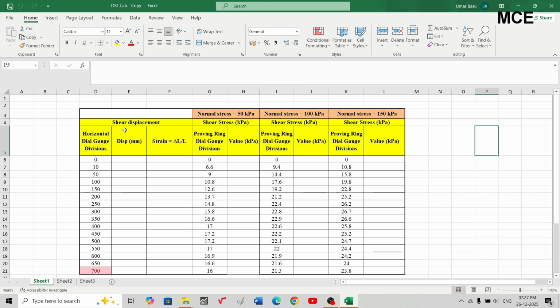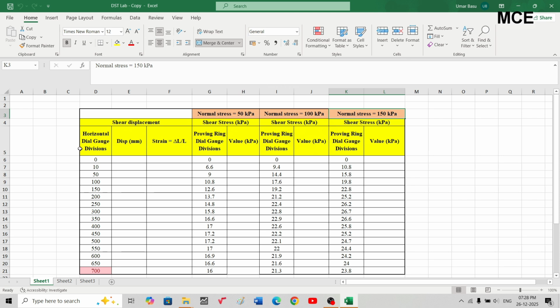At three different loads, three different normal stresses, that is normal stresses of 50 kilopascal, 100 kilopascal and 150 kilopascal, I have to find the shear parameters of the soil. I have already written the values which I got from the laboratory after doing this DST. I will process the data to calculate the shear parameters of the soil step by step.